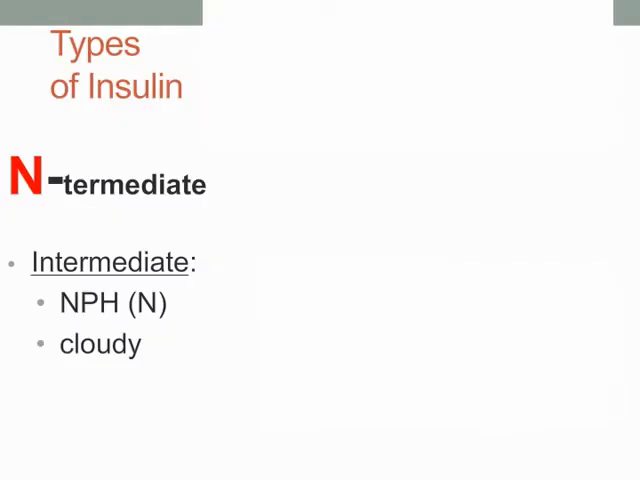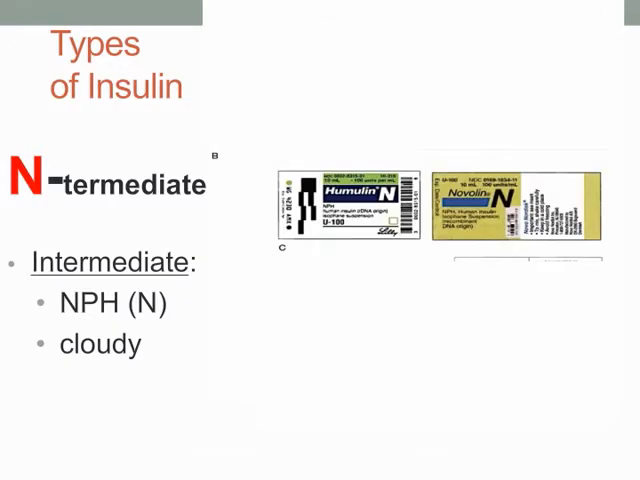Now let's look at the intermediate type of insulin that we call NPH. Here's a couple of examples that you see on the screen. You'll notice that there is an N on the box. That stands for NPH or Humulin N. It is a cloudy insulin.